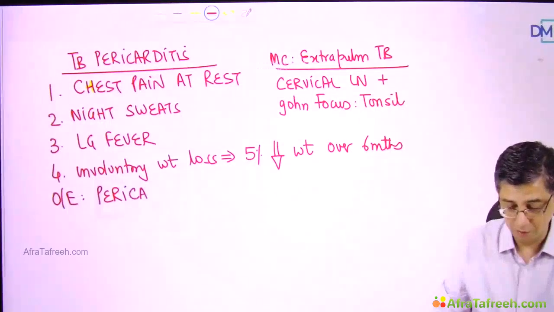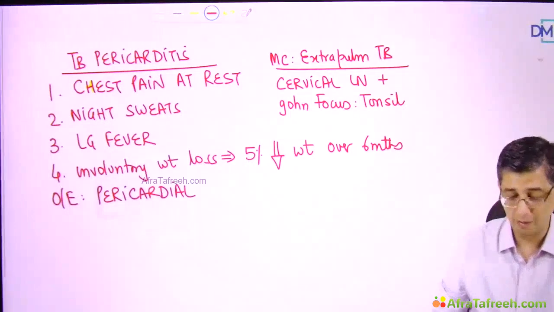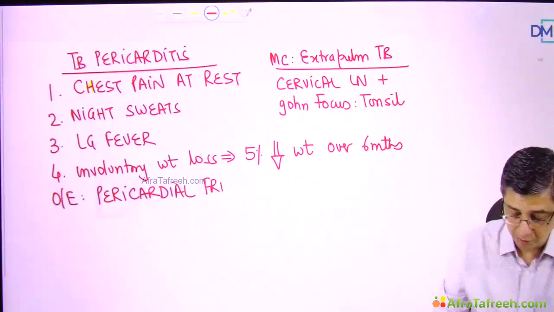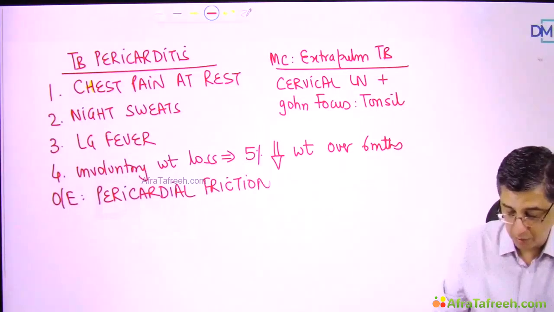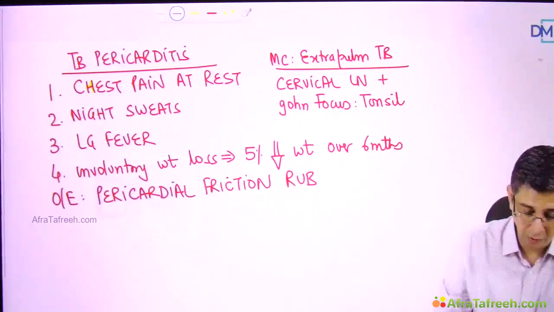You see, there is inflammation between the outermost layers of the heart. There is a serofibrinous exudate here. This results in generation of pericardial friction rub. And we will now have to differentiate a pericardial friction rub in the MCQ from a pleural rub.